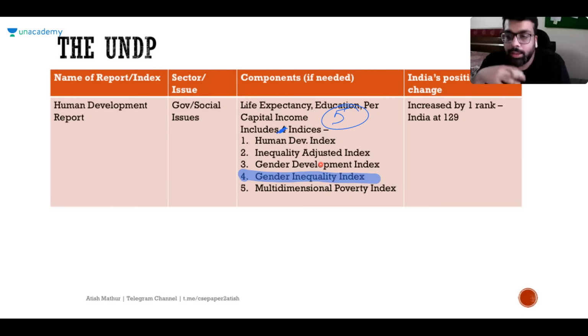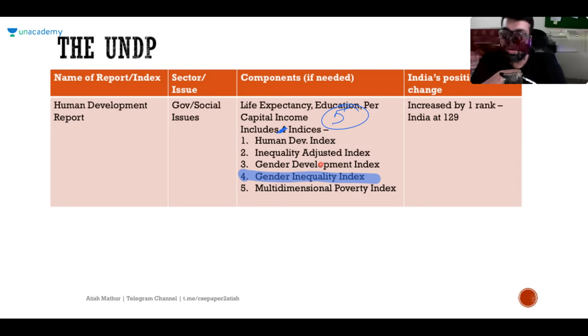You don't need to know India's current rank. You just need to understand that there has been an improvement, which is why the Human Development Report is important. So you must understand the components of it and the indices of the report, and that's all. What are these indices? The Human Development Report includes all of these.